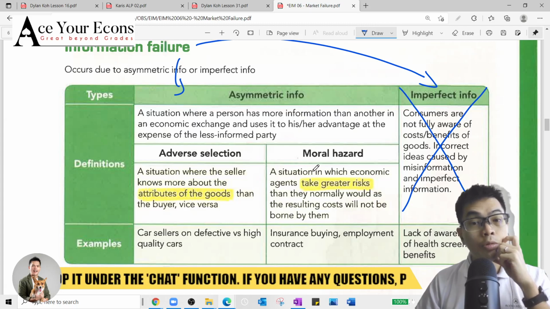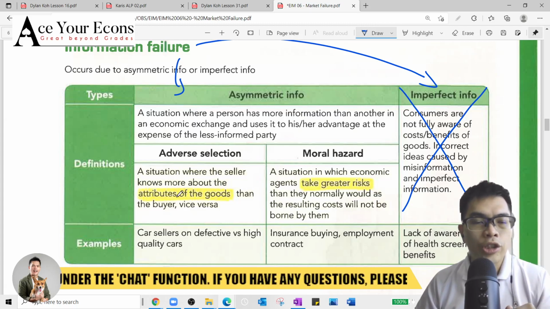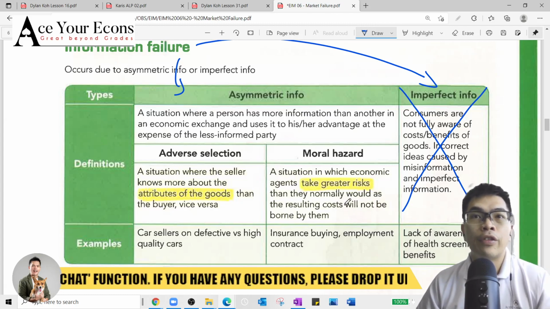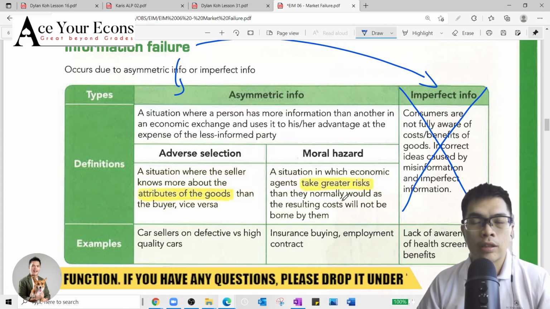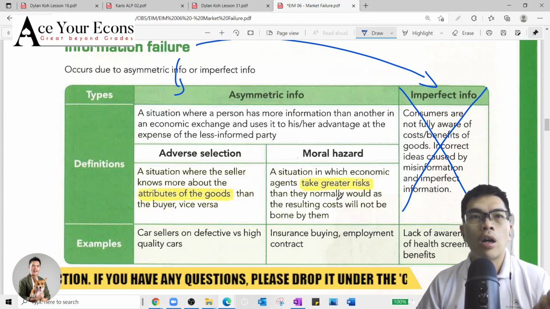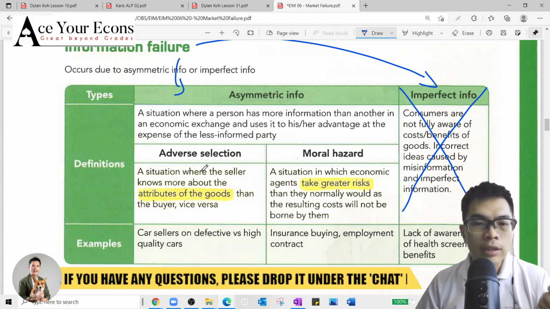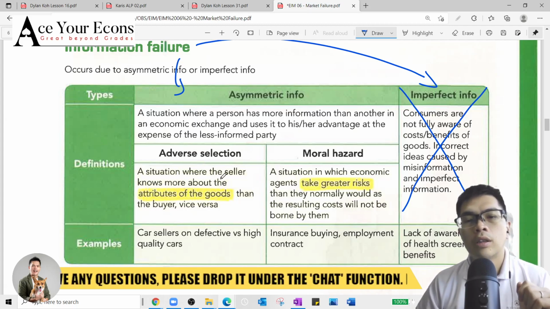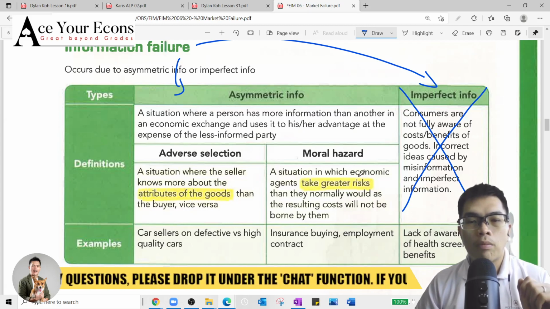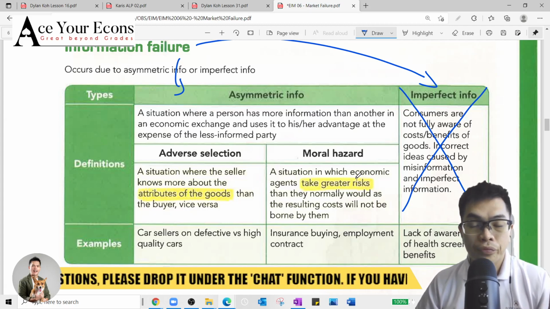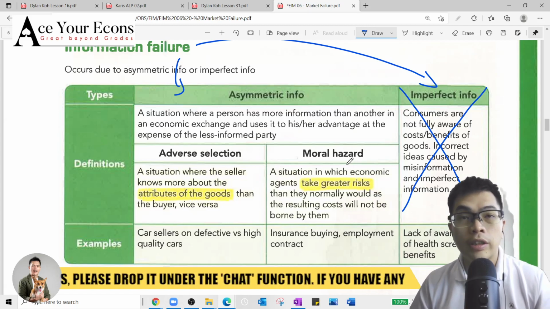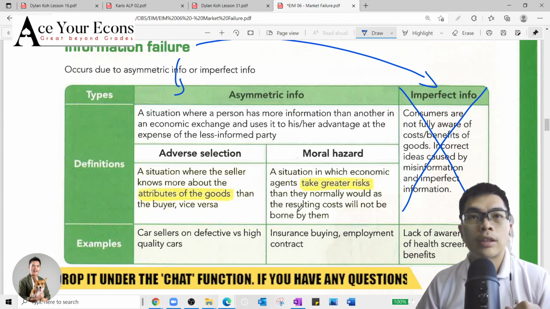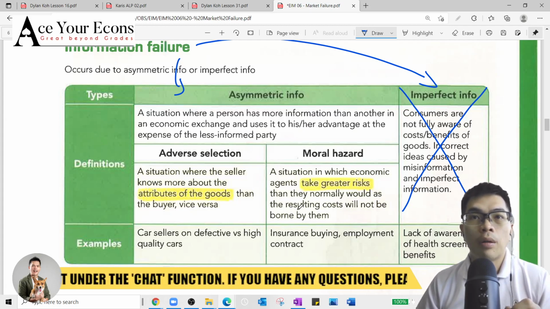So you have to distinguish between the two. For adverse selection, we're looking at attributes. For moral hazard, we are looking at a change in behavior: undertaking unnecessary or undesirable behavior, or what we call opportunistic behavior. Of course, adverse selection and moral hazard both include opportunistic behavior, but for moral hazard there's a change in behavior. They will undertake more risk than they normally would, knowing that they could assign the cost to somebody else, and they will not bear the full cost.